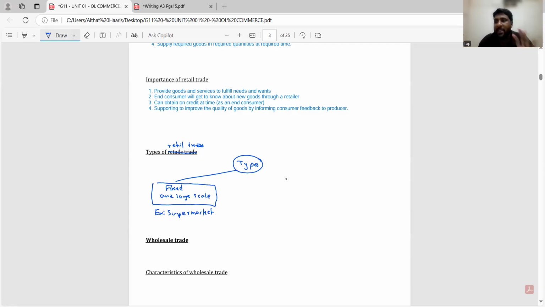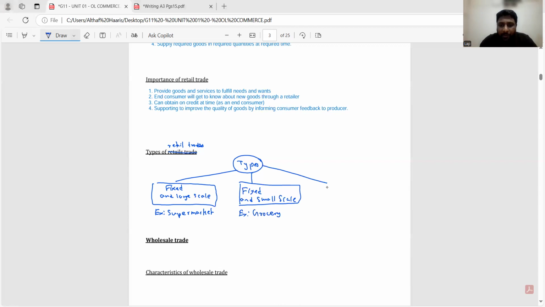Fixed means not moving. So if you take Keels, it will not move here and there. If you take Cargills Food City, it will not move here and there. It is there in one place. Next one, fixed and small scale, like the grocery shops. The grocery shop also will not move here and there. It's there in one place.